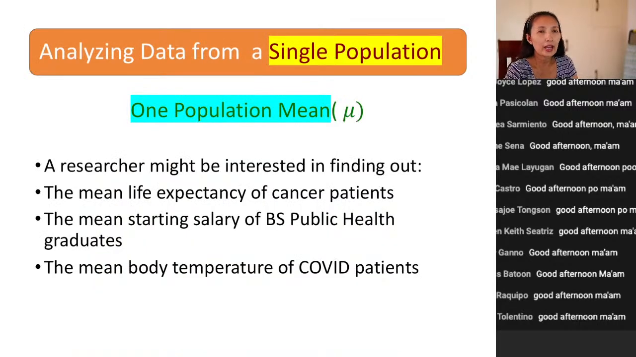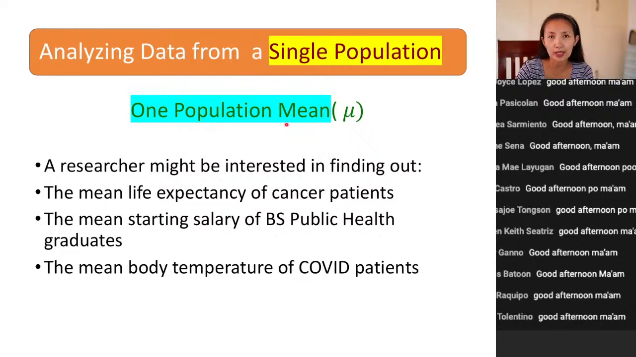So I have clustered or classified the different statistical tests into three. Tatlong grupo ito. The first group will be for one population. So we're making inferences and generalizations about a population on the basis of a sample taken from the population. So tandaan yan, one population muna tayo. So ano mga possible tests that we can make use of if we analyze data from a single population? For instance, population mean.